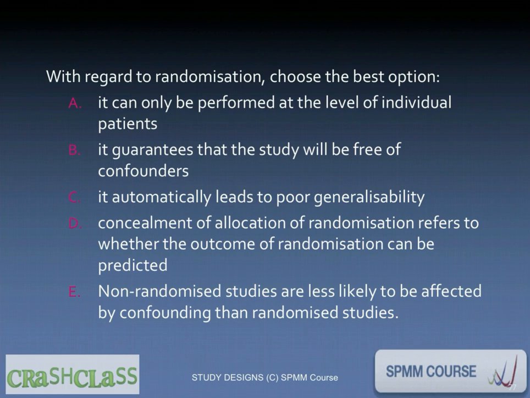Non-randomized studies are less likely to be affected by confounding than randomized studies. What is true? Well, first of all, you can perform randomization at individual level as well as cluster level. So A is not correct. Okay. B. Randomization does not guarantee the study will be free of confounders.